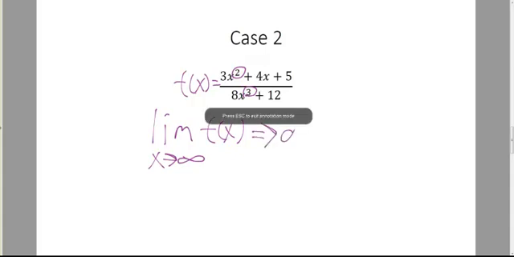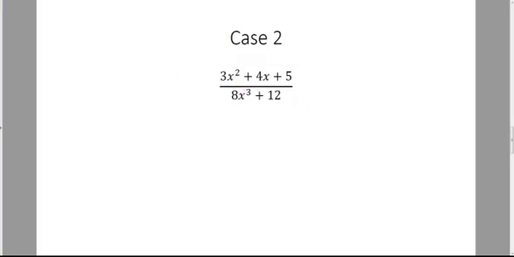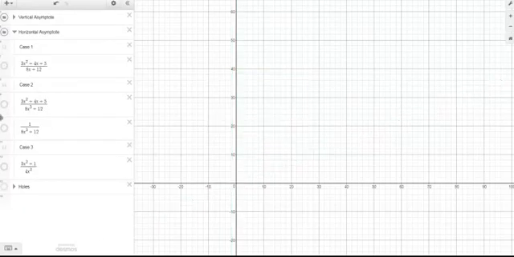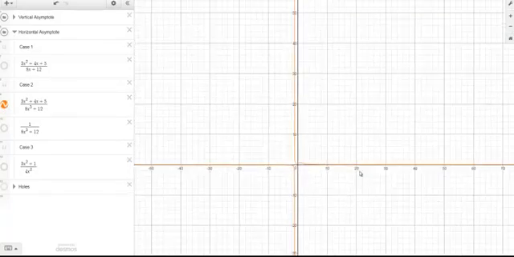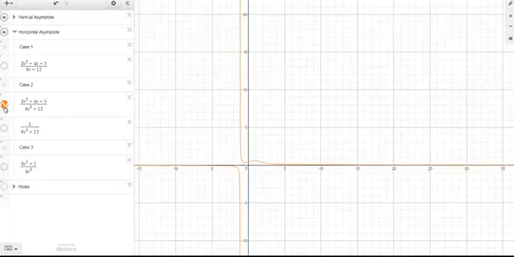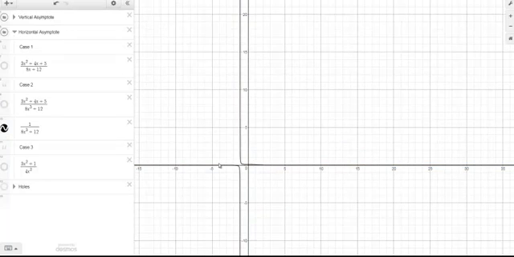And coming back to the graph, we'll look at case 2, and notice as we zoom out, our graph is going to 0. So it should be easy to see. We'll look at an easier one, and again it goes to 0 very quickly.